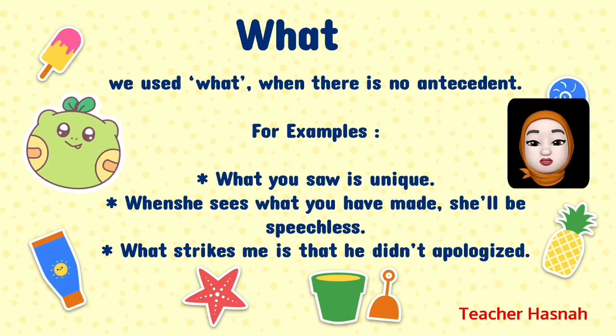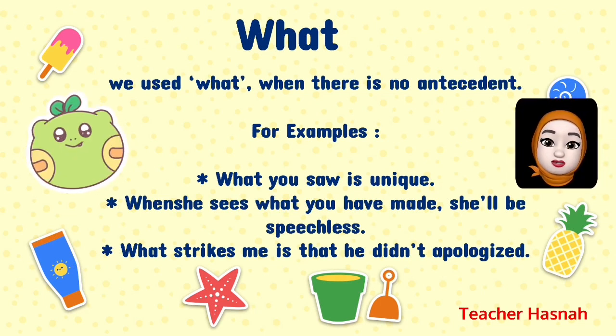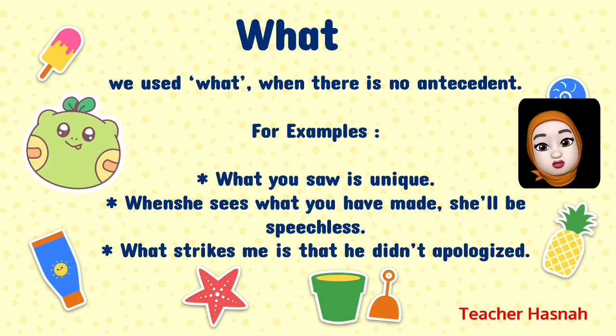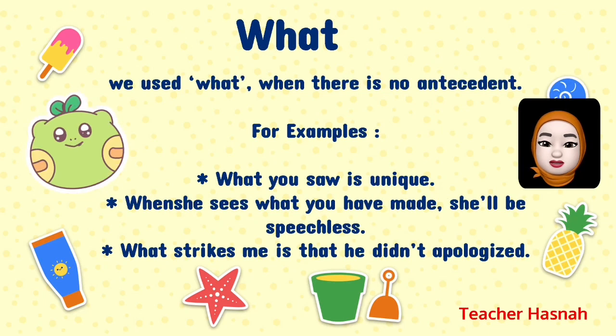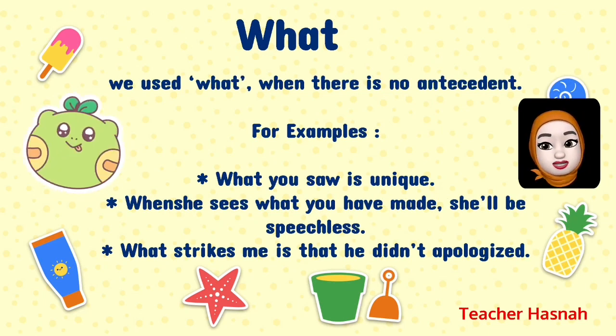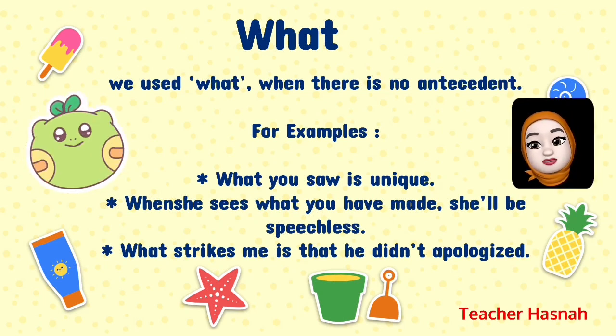What. We use what when there is no antecedent. For example, what you saw is unique. When she sees what you have made, she'll be speechless. What strikes me is that he didn't apologize.